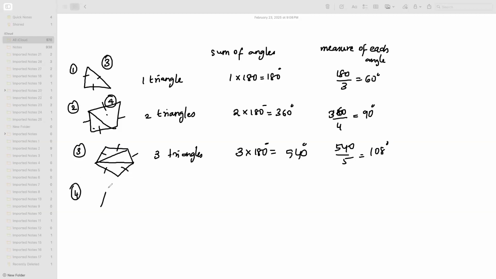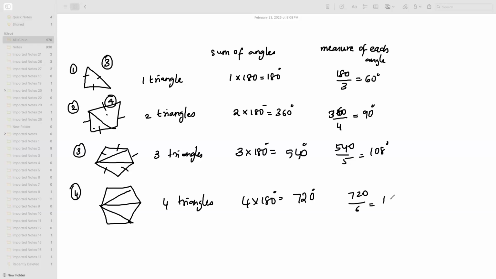Now for a hexagon, which will be the last, okay? 1, 2, 3, 4, hexagon. I can split it into how many triangles? 4 triangles. I'm considering it's a regular hexagon. So it will be 4 times 180, which is 360 plus 360, which will be 720. Now 720 divided by 6 would be 120.